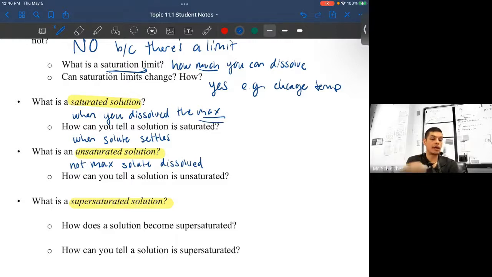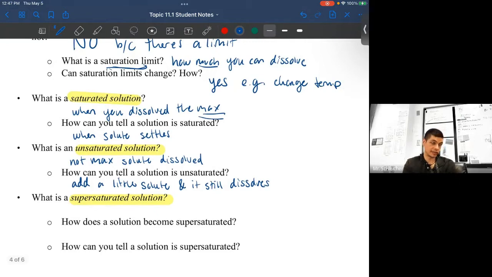So how can you tell if a solution is unsaturated? Well, first of all, you're not going to see anything settled at the bottom. But if you add a pinch of sugar or a pinch of salt or whatever you're trying to dissolve and you mix it, it should still dissolve. So you can say add a little solute and it still dissolves. There's nothing that settles at the bottom. So that would be an unsaturated solution.